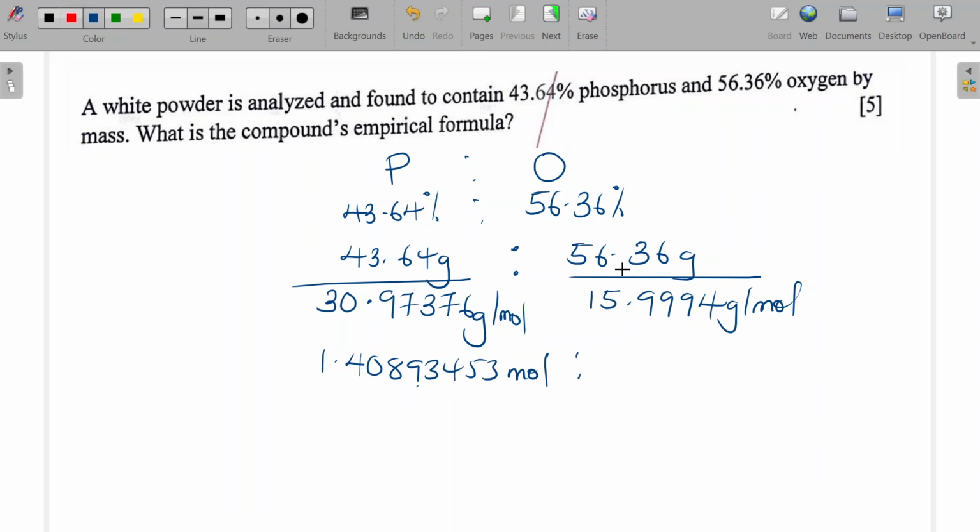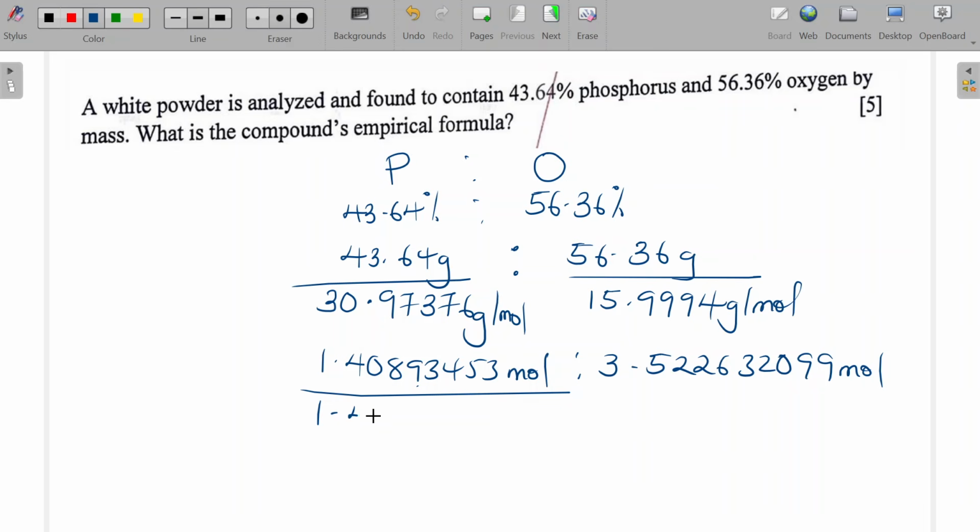Then this side, I am getting 56.36 divided by 15.9994, which gives 3.5226320099 moles. So now I'm going to divide with the smallest of the two. If there are three, I'd divide by the smallest of the three, but since I only have two, I'll divide by the smallest of the two, which is this one.